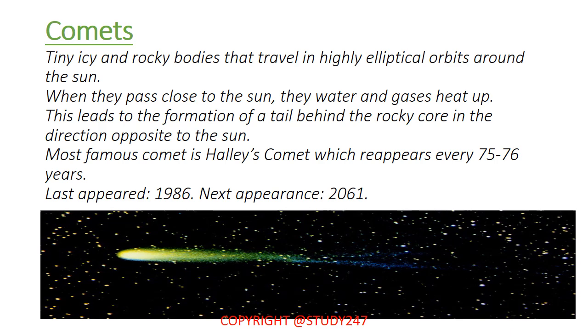Now about comets. Comets are teeny, icy and rocky bodies that travel in a highly elliptical orbit around the Sun. When they pass closest to the Sun, the water and gases heat up. This leads to the formation of a tail behind the rocky core, in the direction opposite to the Sun. The most famous comet is Halley's Comet, which appears every 75 to 76 years. It last appeared in 1986, and the next appearance will be in 2061.